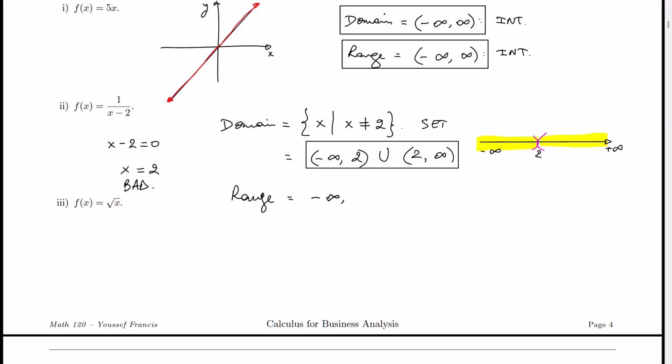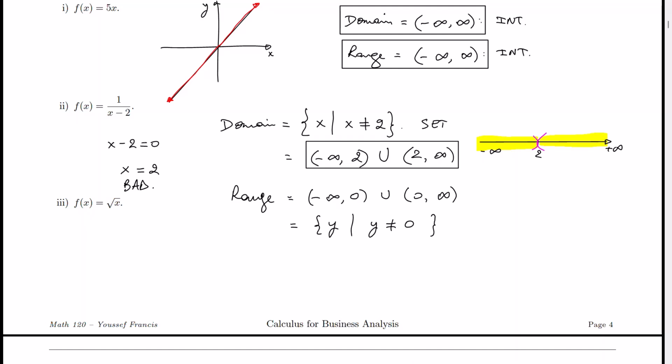all the real numbers except for 0. So I can write it in interval notation as such. Negative infinity comma 0, union 0 comma infinity. So this is going to be interval notation. Or if I want to use set builder notation, I can write something like curly brace. The range describes the y value, so I'm going to put y such that y cannot be 0.